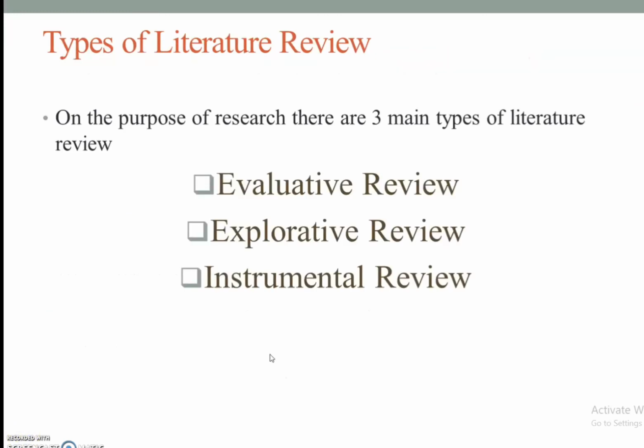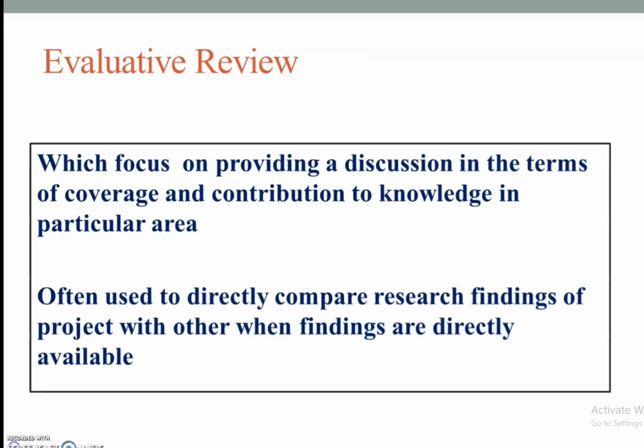Then we come to the point, types of literature review. Based on the purpose of research, there are three main types of literature review. They are evaluative review, exploratory review, and instrumental review. Each of these reviews is explained. First one is evaluative.